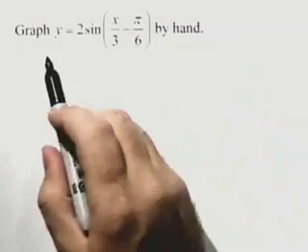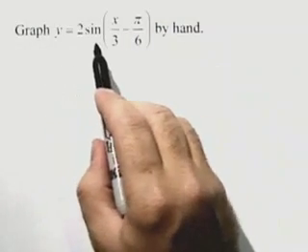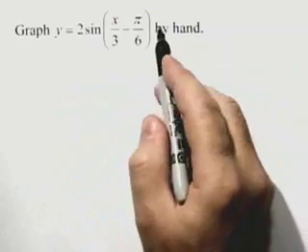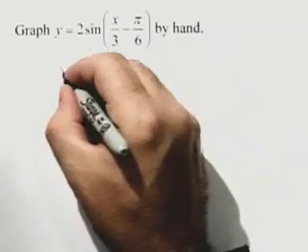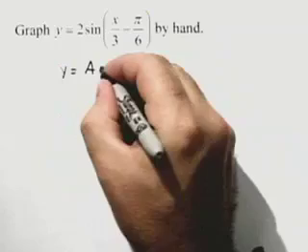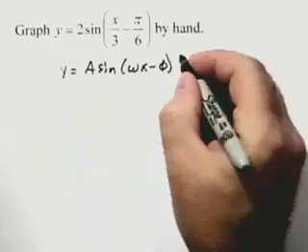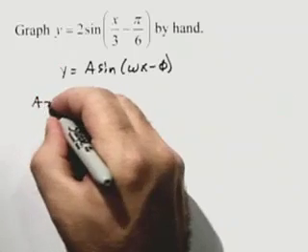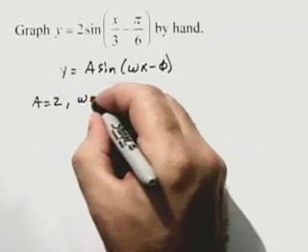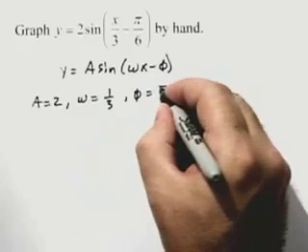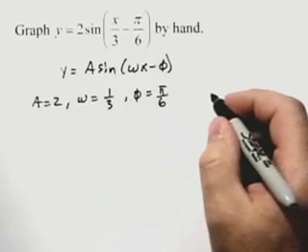In this problem, we're going to sketch the graph of a sine function by plotting points. We want to graph y equals 2 sine of x over 3 minus pi over 6 by hand. We're going to start by comparing this to y equals a sine of omega x minus phi. We see that a is equal to 2, omega is equal to 1/3, and phi is equal to pi over 6.